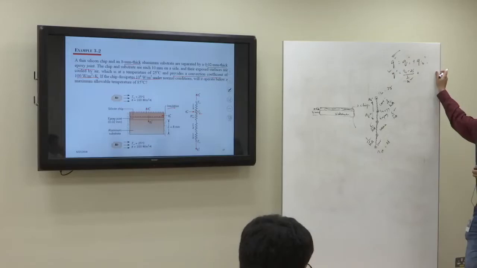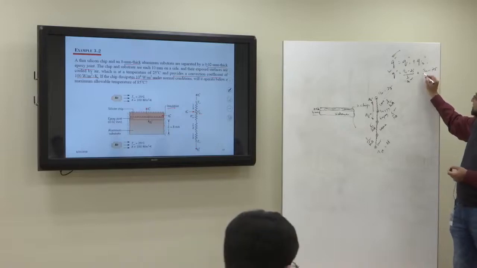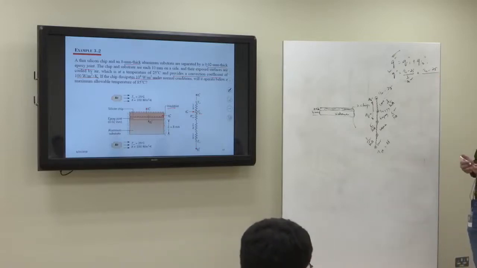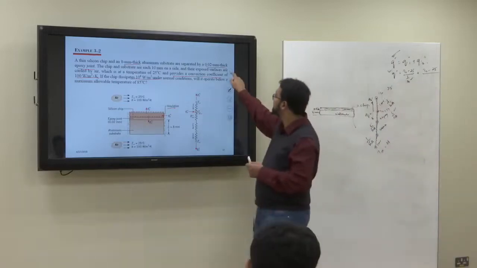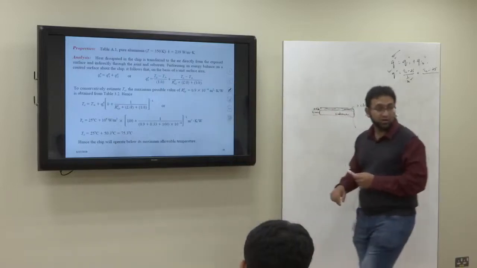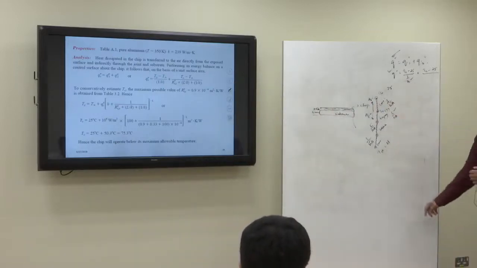Its temperature difference is again the same. Yeah, TC minus 25, it's again the same. The resistance is, we have 3 resistances in series. Why 3? Because we have epoxy, substrate, then convection.